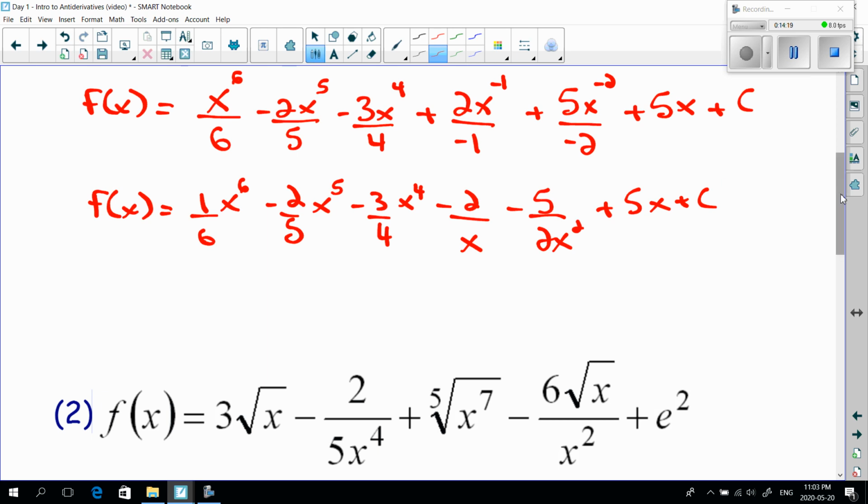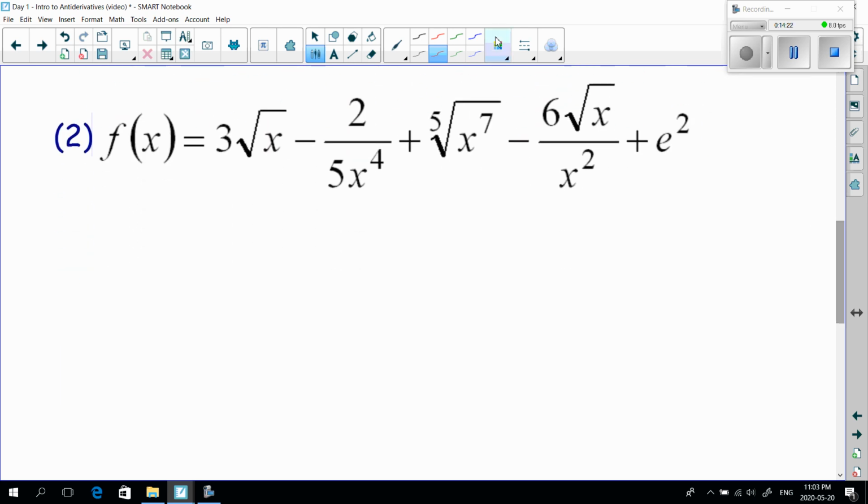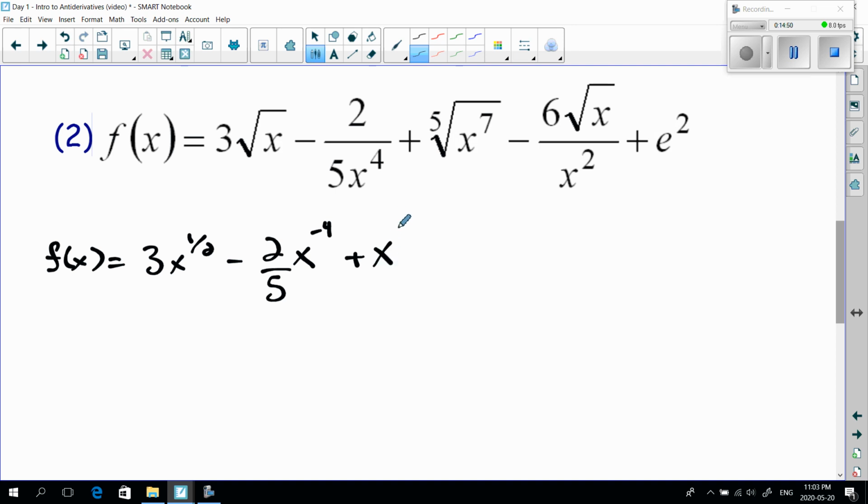Okay, move on to this example. Clean it up. F of x is going to equal 3x to the 1/2 minus 2 over 5, and I'm just sending the x to the 4th to the top to become an x to the negative 4. Okay, a lot of people want to bring the 5 up as well. Don't bother bringing the 5 up, just the x to the 4th goes to the top. This would be x to the 7/5.